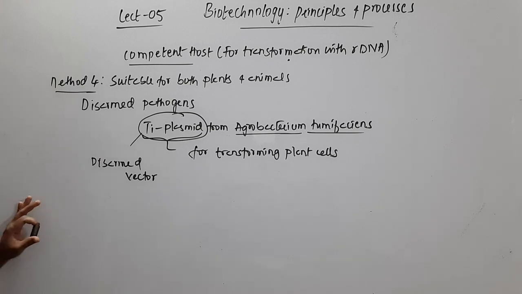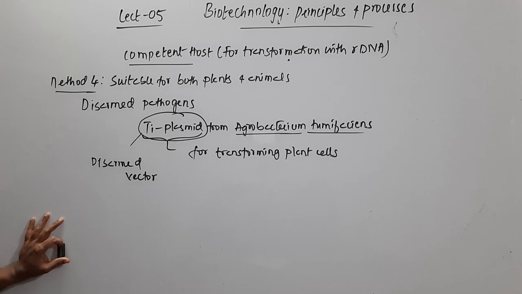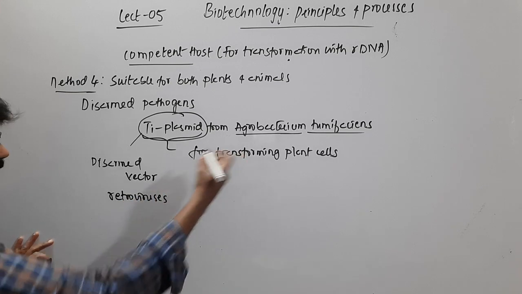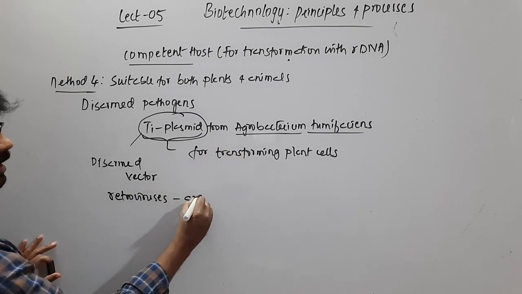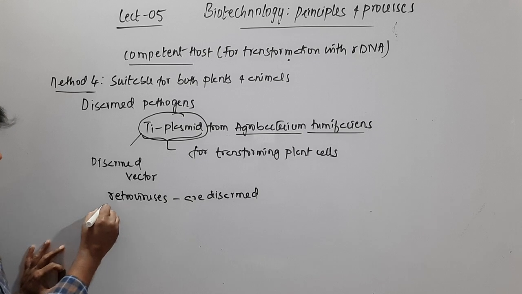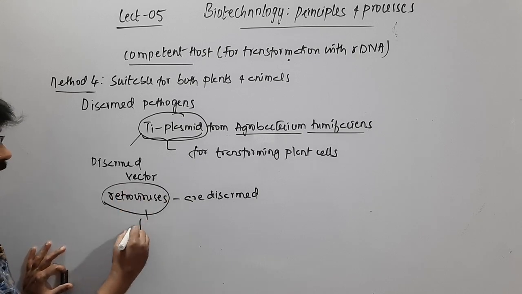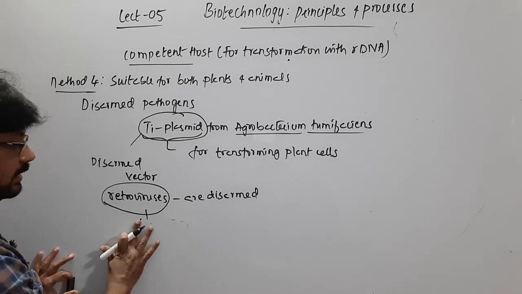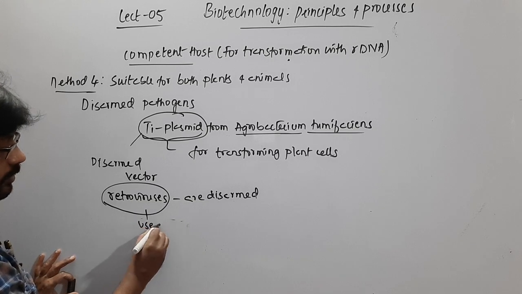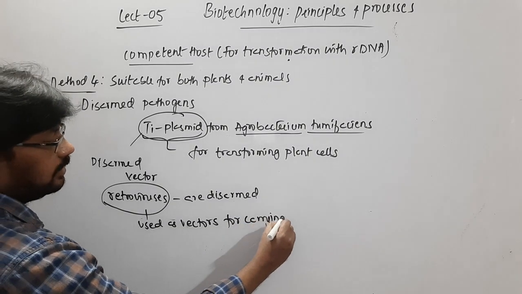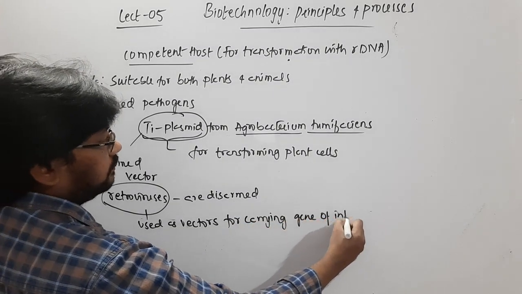Okay, and for animals, I told you that we will be using something called retroviruses. These retroviruses are disarmed. We removed all the genes that can cause diseases and use these retroviruses as vectors for carrying the gene of interest.